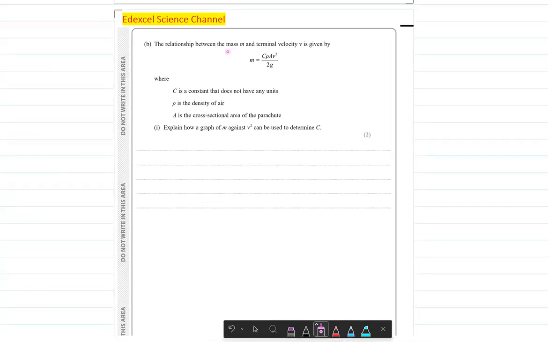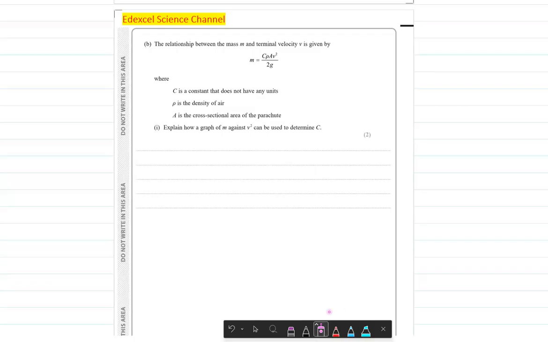The relationship between mass and terminal velocity v is given by this equation. And this equation is not in our syllabus, and this is very common in physics. Where c is a constant that does not have any units, rho is the density of air, and capital A is the cross-sectional area of the parachute. Explain how a graph of m against velocity squared can be used to determine c.